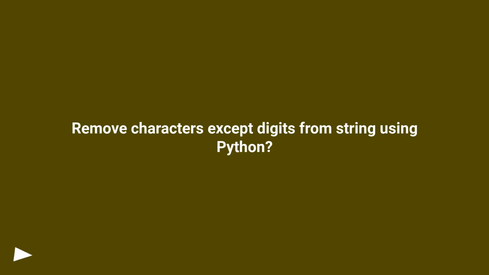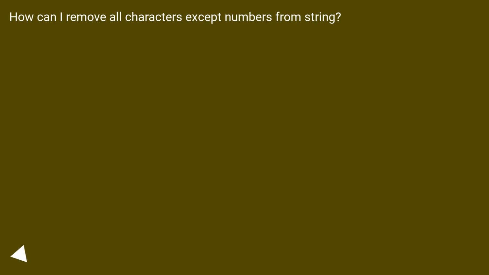Remove characters except digits from string using Python? How can I remove all characters except numbers from string?